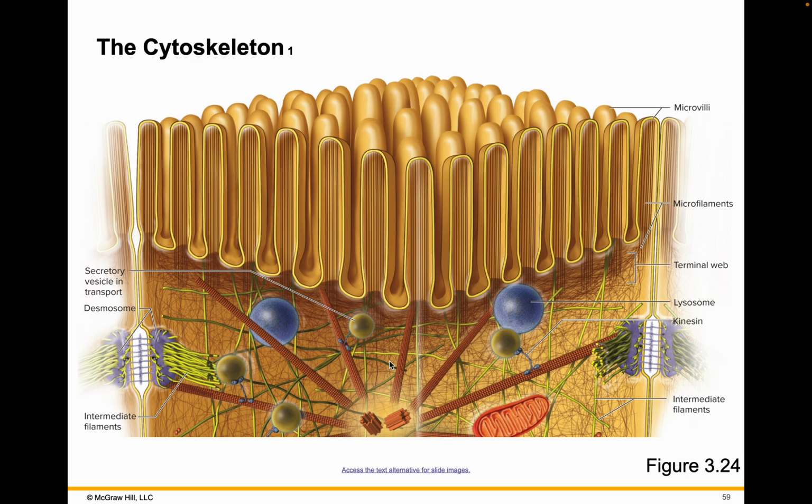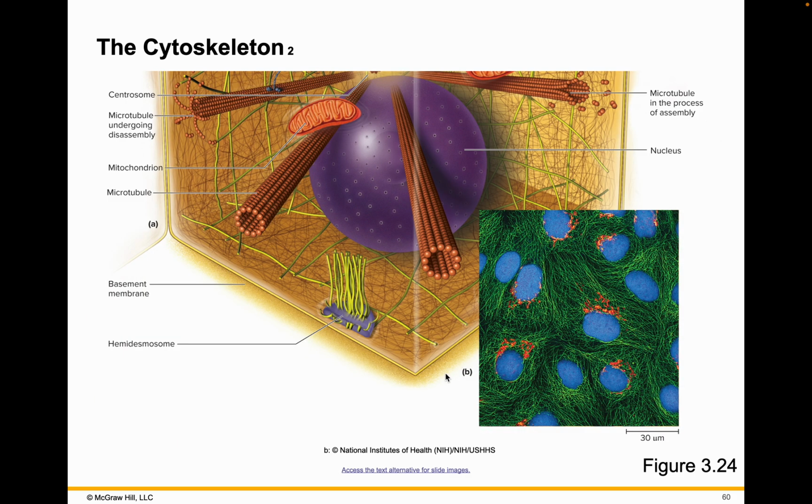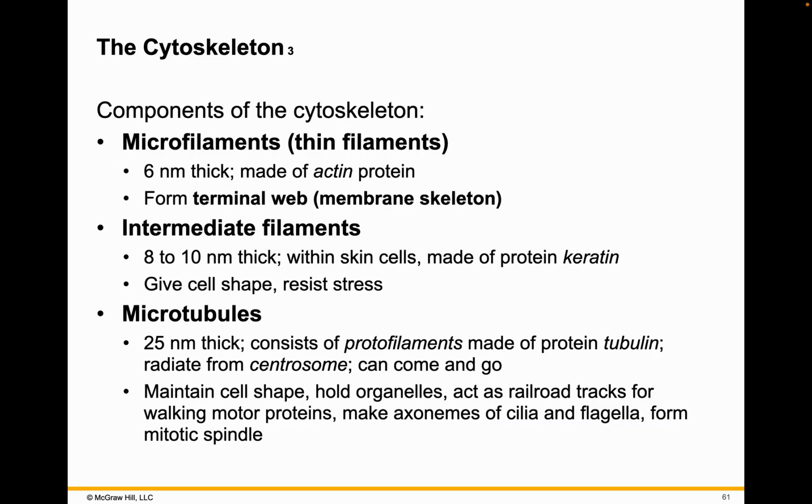And here we see the constituents of the cytoskeleton. So microfilaments are thin filaments about 6 nanometers thick made of actin. They form a terminal web or the membrane skeleton. The intermediate filaments are 8 to 10 nanometers thick. They're found within skin cells. They're made of keratin, and they give shape and also resist stress.